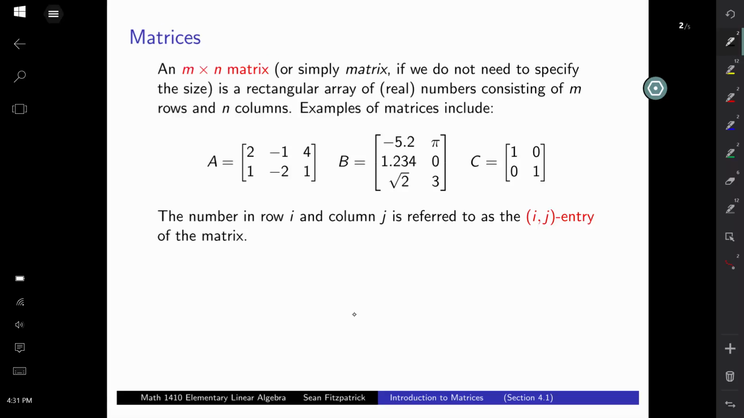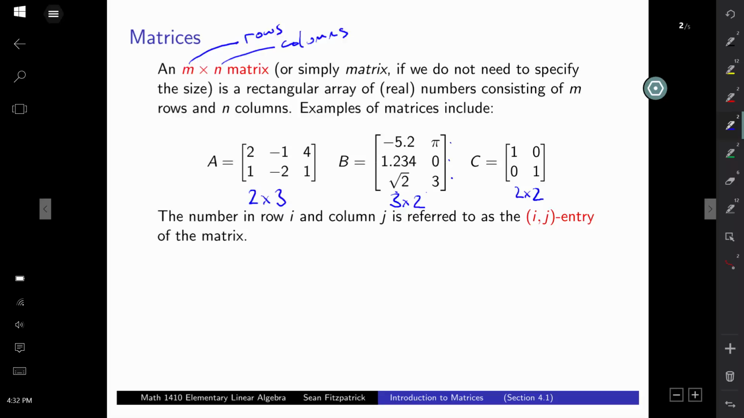So this matrix A, for example, we can see that it has 2 rows. Okay, so the rows are the horizontal, the columns are vertical. So there's 2 rows, 3 columns. So this is a 2 by 3 matrix. In general, when you're specifying the size m by n, m refers to the number of rows, n refers to the number of columns. So B, we can see that B has 1, 2, 3 rows and 2 columns, so this is a 3 by 2 matrix. The matrix C has 2 rows, 2 columns. It's a 2 by 2 matrix.